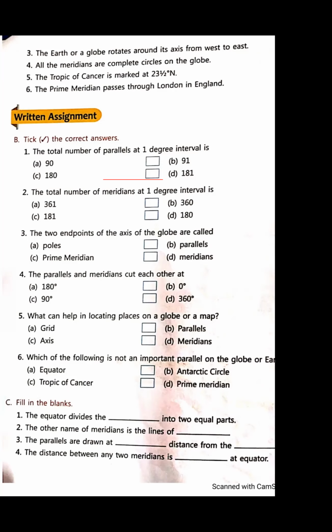Next one, fifth one. What can help in locating places on a globe or a map? Options are grid, parallels, axis, or meridians. Bhanu, mute your mic. I have instructed you 3-4 times.